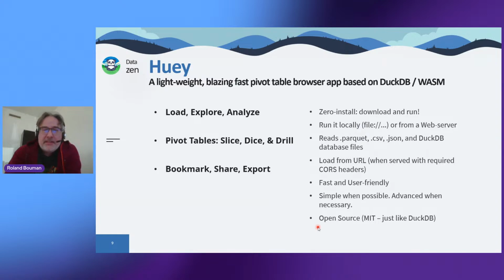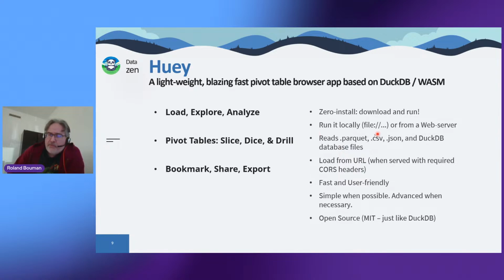Now, using this DuckDB WASM distribution, I built Huey. What it is, is a lightweight table browser app, and you can use it to build pivot tables. That's not in itself that interesting, but it's interesting because DuckDB can handle large data sets. So you can build pivot tables in your browser on pretty large data sets and pretty diverse kinds of data sets. So I try to make Huey just like DuckDB, so simple, small, and without the dependencies.